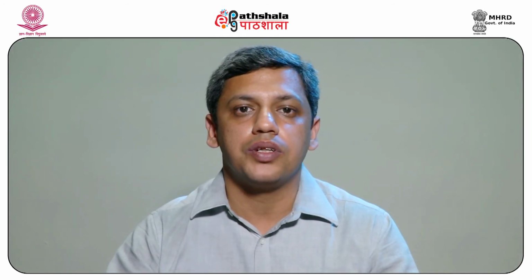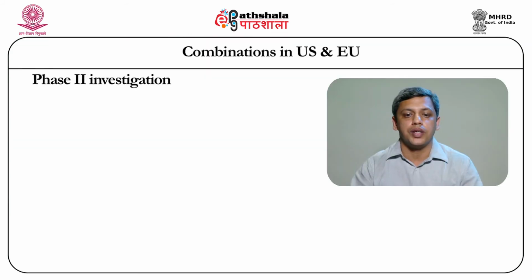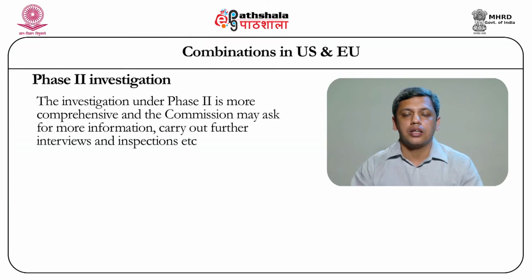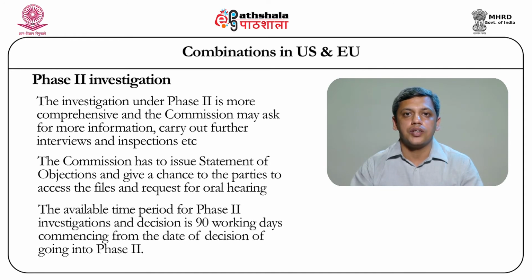Now let us go through the procedure which is required to be followed if the European Commission case goes to phase 2. The investigation under phase 2 is more comprehensive, and the Commission may ask for more information, carry out further interviews and inspections, etc. The Commission has to issue statement of objections and give a chance to the parties to access the files and request for oral hearing. The available time for phase 2 investigations and decision is 90 working days commencing from the date of decision of going into phase 2.